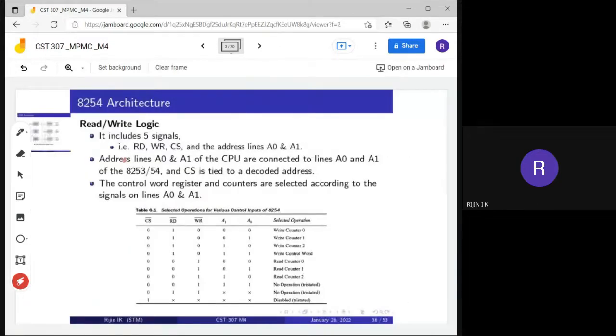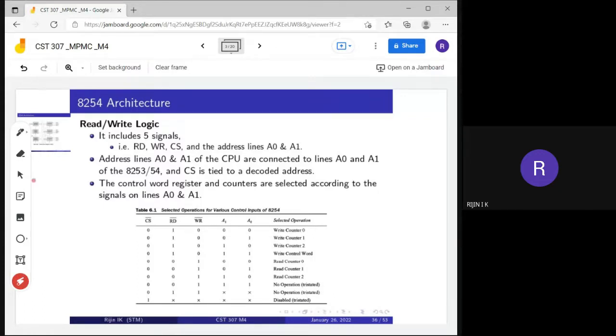Then the next one is the read write logic. It is an important part of the 8254 IC. Sometimes a question may come for 3 marks: the read write logic of the 8254 IC.